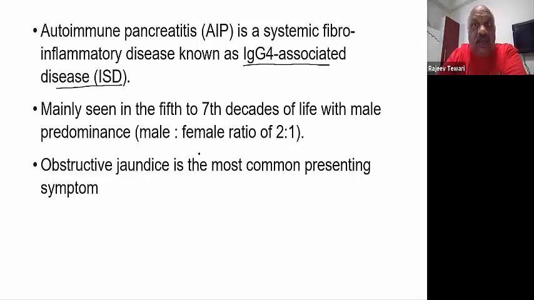Immunoglobulin G, as we all know, is the most common. It's about 70% of all immunoglobulin. But the G4 variant of IgG is only 4%. But in these cases, it's more than 40%. So IgG4 is high, leading to fibrosis of many organs, not just the pancreas. It's relatively common in old age, common in males, and the most common presenting symptom is obstructive jaundice. So this is your autoimmune IgG4 related pancreatitis. Next slide.